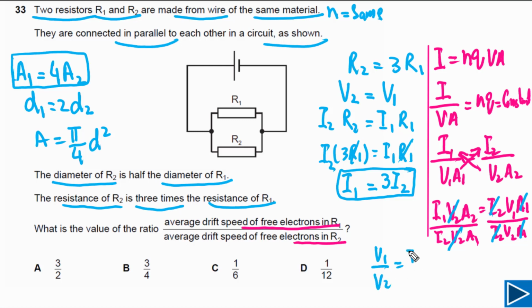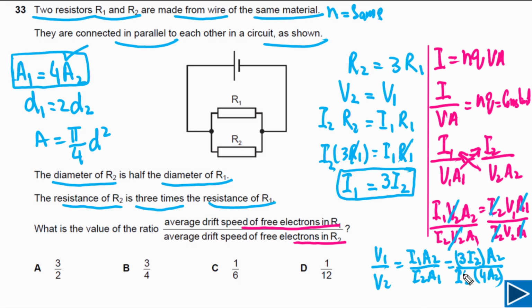This is equal to I1 times A2 divided by I2 times A1. Now, if you look at the value of I1, I1 is equal to 3 times I2. So we can write down here I1 is equal to 3 times I2. If we write down the value of A1, we just write down A2 here. So we can plug in the value of A1. A1 is equal to 4 times A2. So we can say this is 4 times A2.